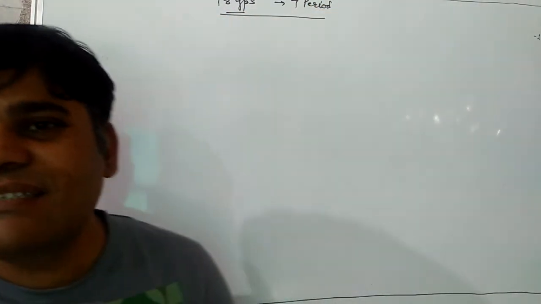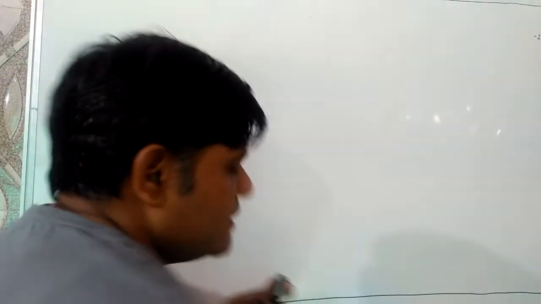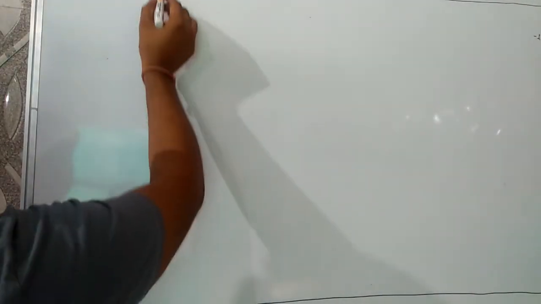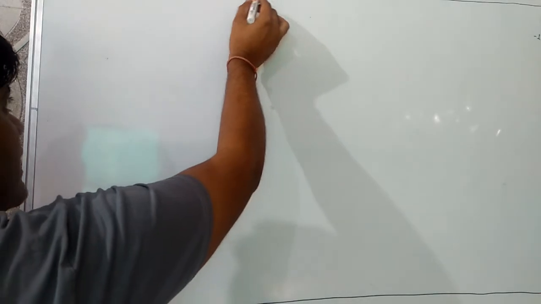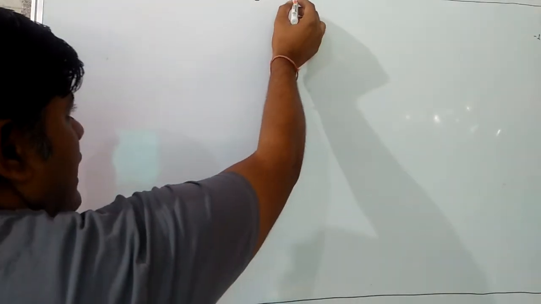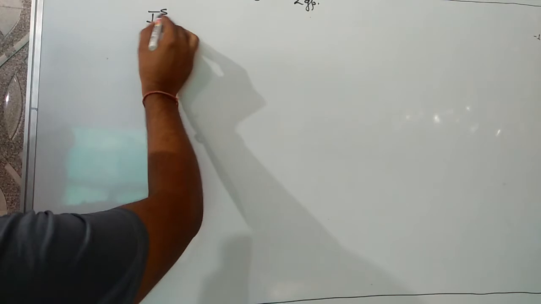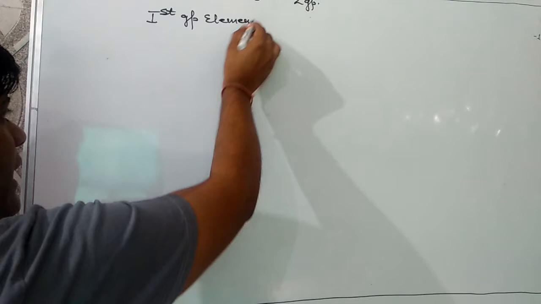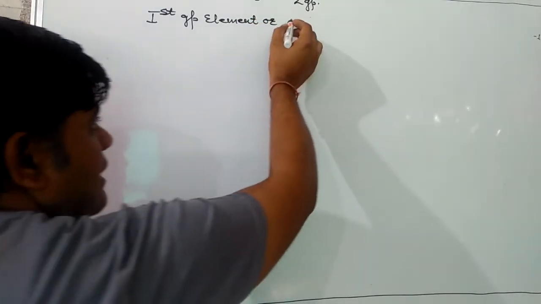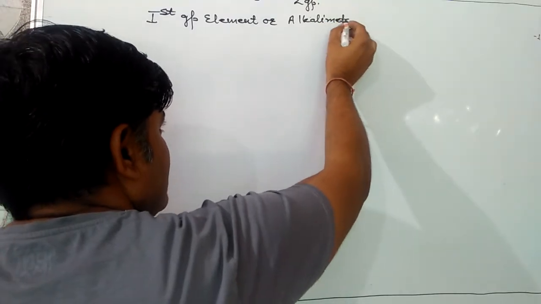So we will now discuss the electronic configuration block-wise. First are the S block elements. I have mentioned their general outer shell configuration is ns1 to 2, and they include 2 groups. The first is the group 1 elements, which are also known as alkali metals.